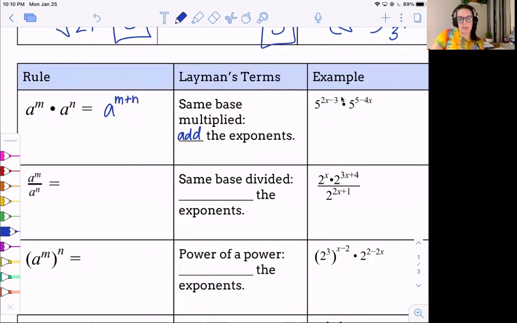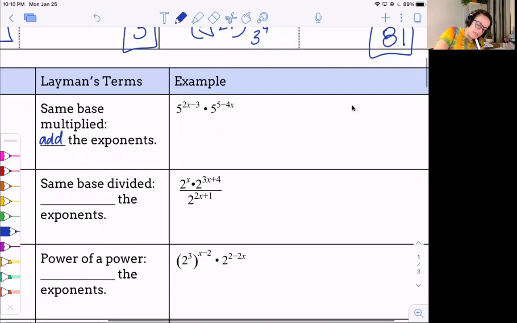So if I have a complicated example like this, I have the same base. So I know that they are going to have the same base here.